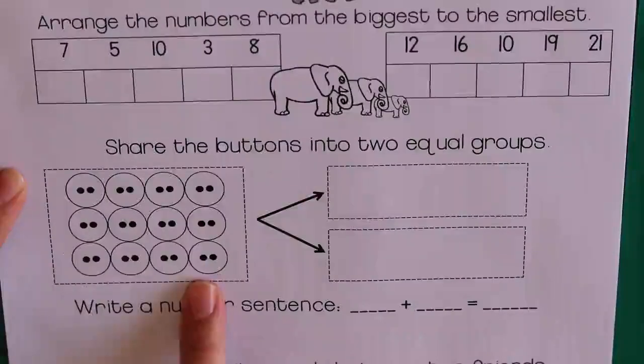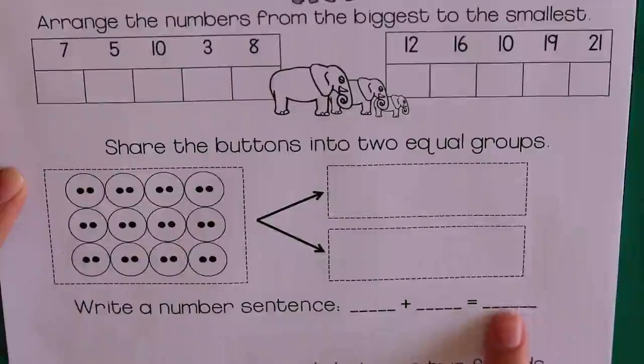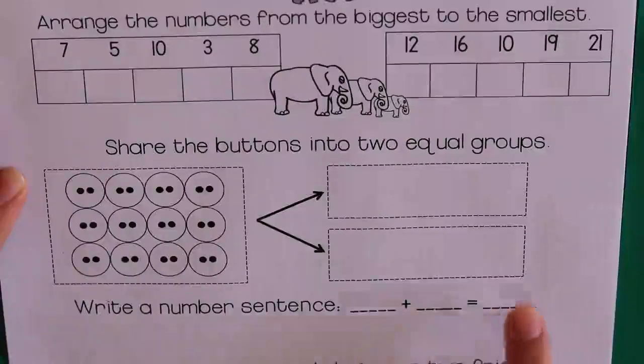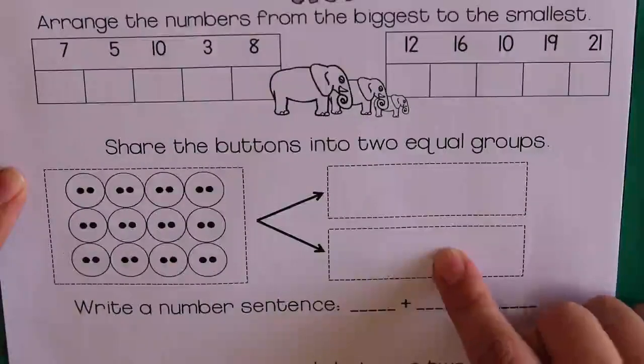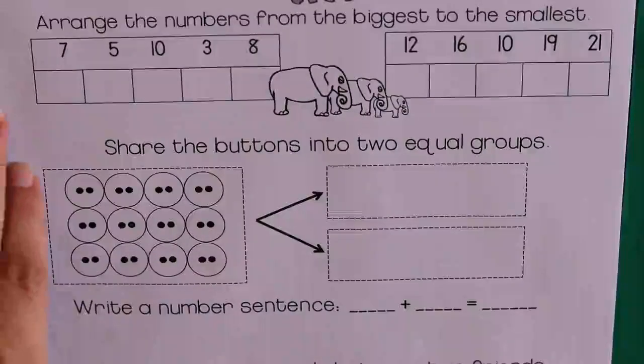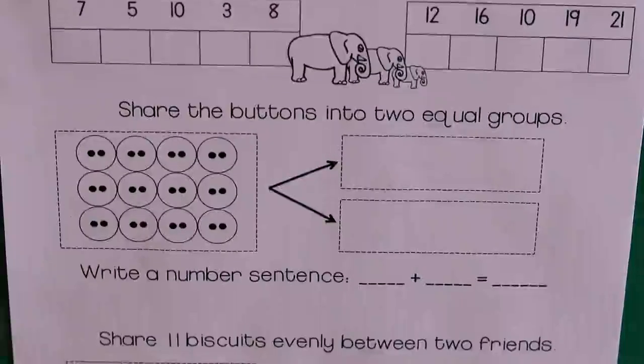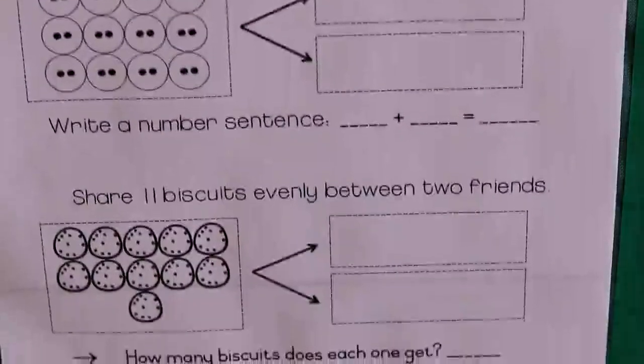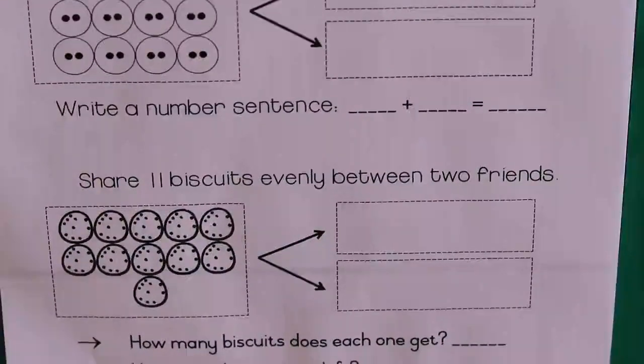Okay, and remember we said we had 12. So your answer must be 12. This plus this gives you this. Okay, well done. Now we're going to move on. Okay, to our next one.